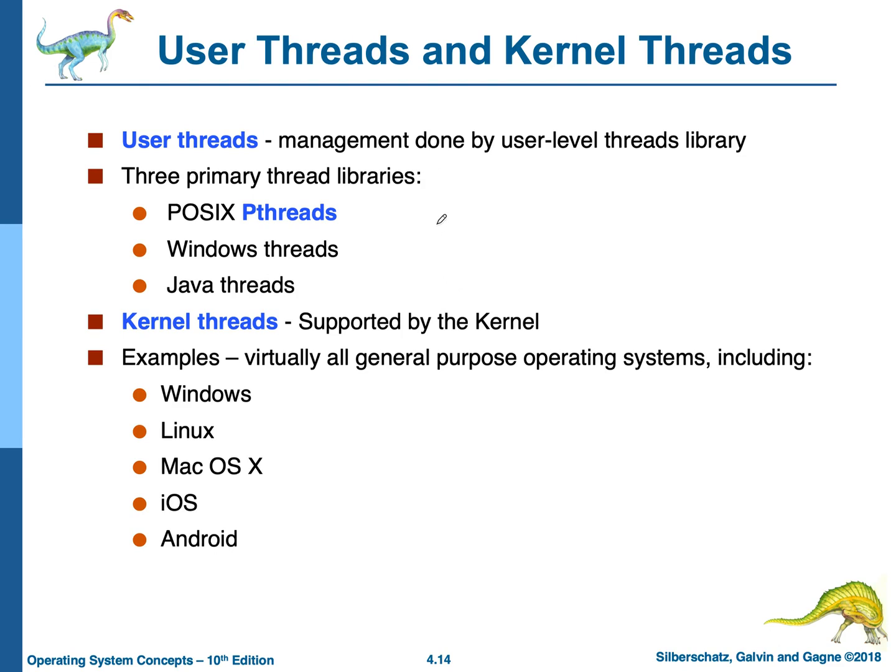So we have multiple types of threads. We have user threads and the kernel threads. User threads are managed and run by user level libraries, and there are three main libraries: POSIX pthreads, which is used to implement threads on Unix, Linux, and Mac operating systems, while the Windows threads are only used to operate the Windows type of threads.